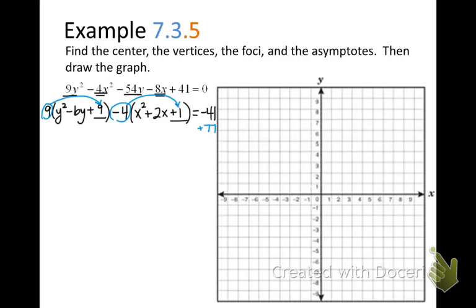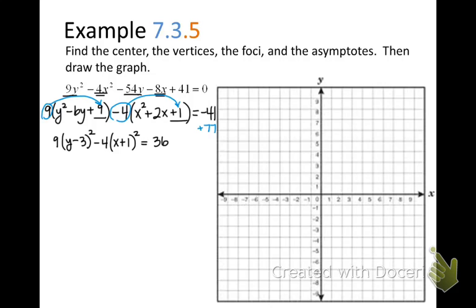All right, so now what does this look like? I've got 9 times y minus 3 squared minus 4 times x plus 1 squared equals 36. But what's my next step going to be?